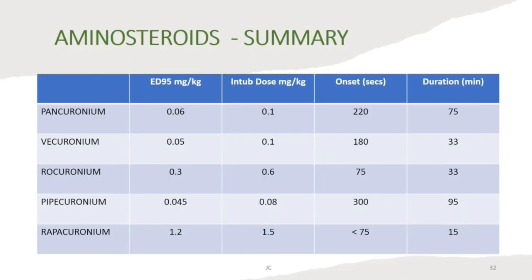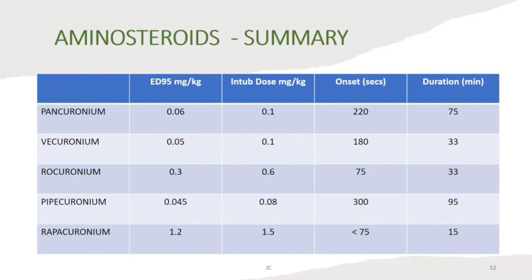So here's just a summary of your aminosteroids. Of note, the ED95 is the dose at which there is blunting of 95% of your first amplitude in the train of 4. Your intubating dose is generally double your ED95. The onset is from time of injection to 95% blunting of your first train of 4, and then the duration is from injection to recovery of about 75% of your train of 4.